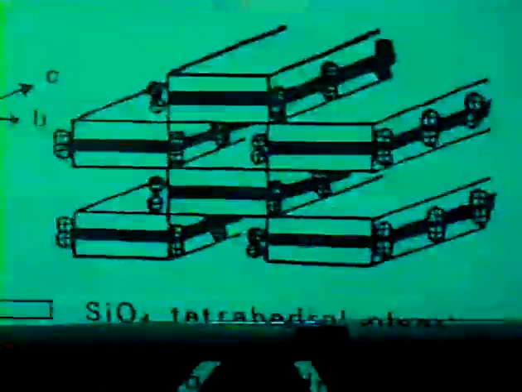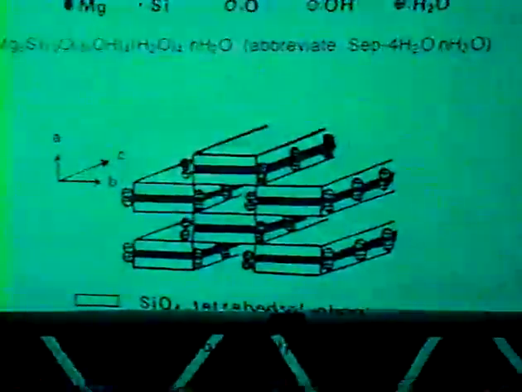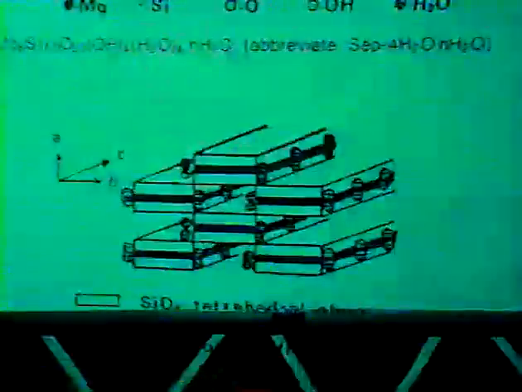This is the tunnel. The effective size in each direction is 10.5 angstrom, and in the other direction is 4.5 angstrom, and the tunnel runs around the C-axis.